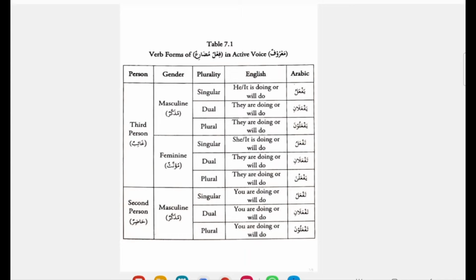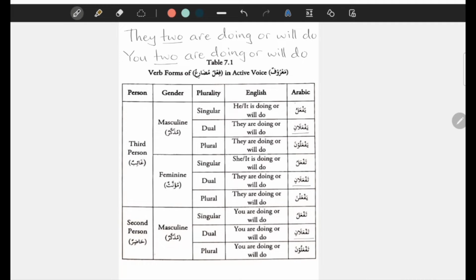I know it tells you of the plurality, that it's dual in the box next to it, but just to make it easier, just let me write this down. So like this, if you include the 2 in there, it'll be much easier to memorize them. By the way, I wrote 2 lines.